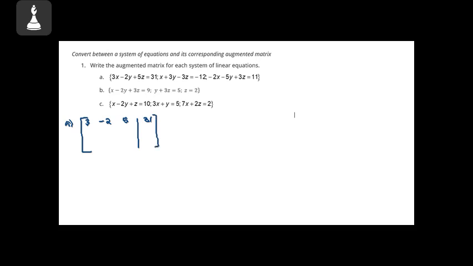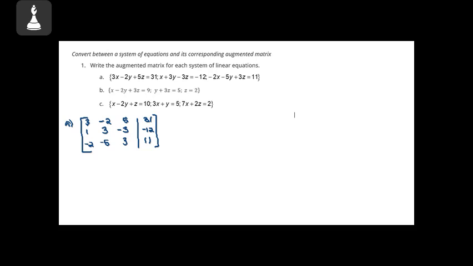Next one has a 1 in front of the x, a 3 in front of the y, a -3 in front of the z, and a -12. Next one has a -2 in front of the x, a -5 in front of the y, a 3 in front of the z, and an 11 as the solution. That is my augmented matrix.